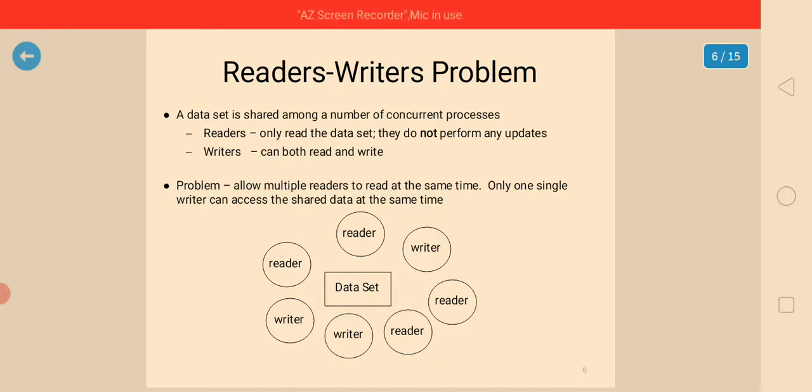In the diagram we can view the given data set, and on the side the given number of readers and writers. So a data set is shared among a number of concurrent processes. Readers only read the data set; they do not perform any updates.